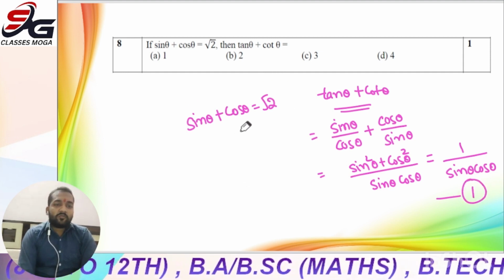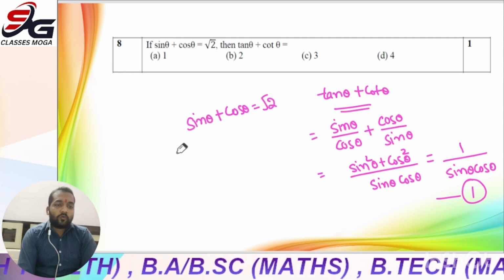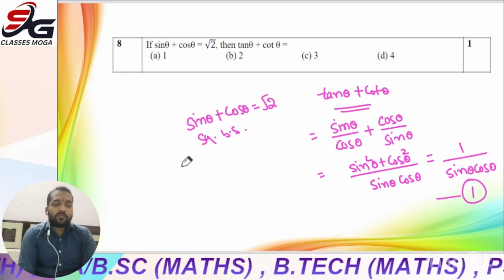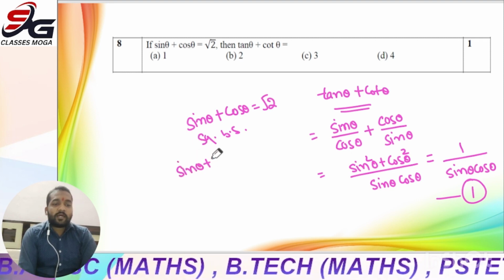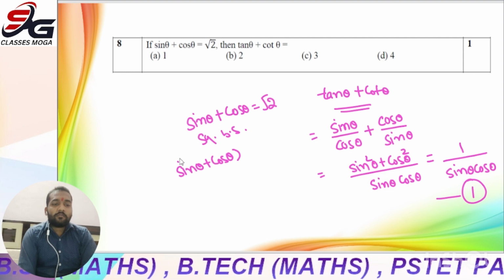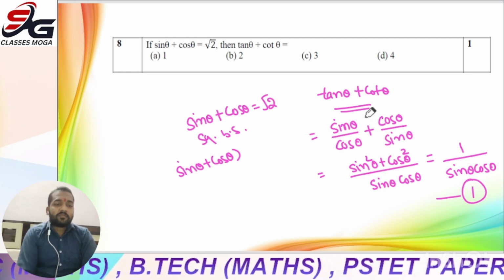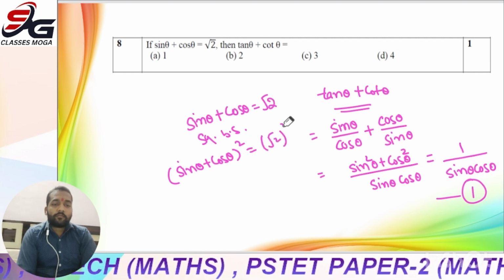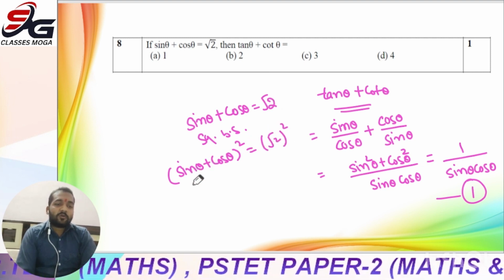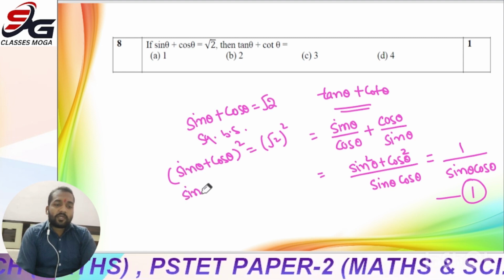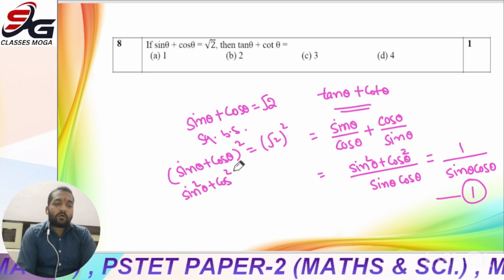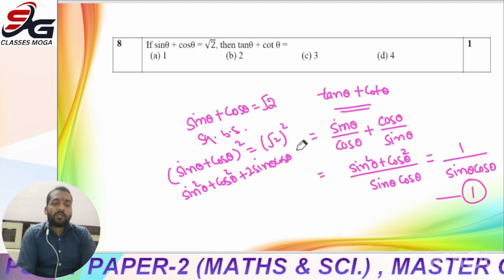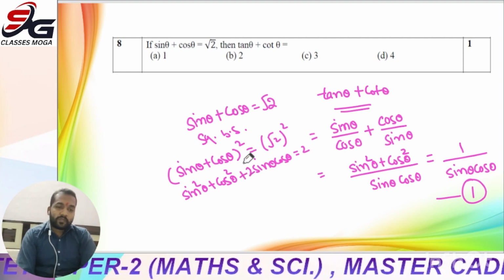First of all, this is given to us. Take the square of this now. When you square both sides, it becomes (sin theta plus cos theta) whole square is equal to 2. Now when you solve this square, this is sin square theta plus cos square theta plus 2 sin theta cos theta equal to 2.